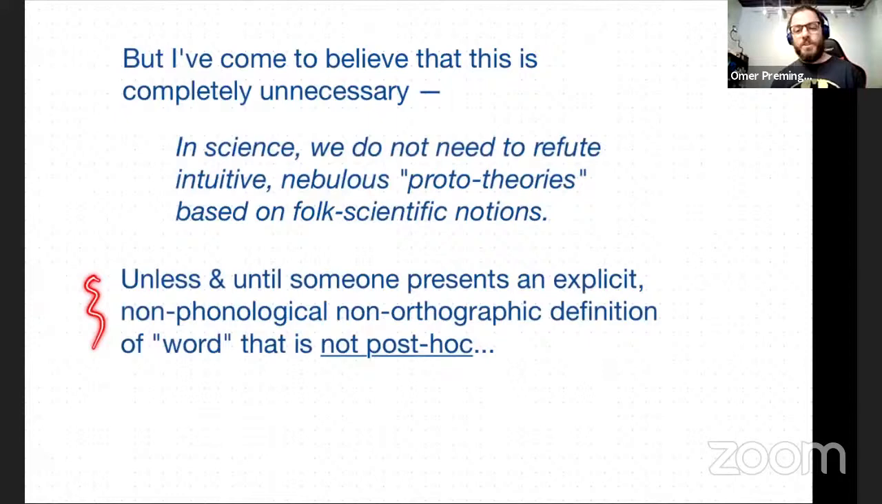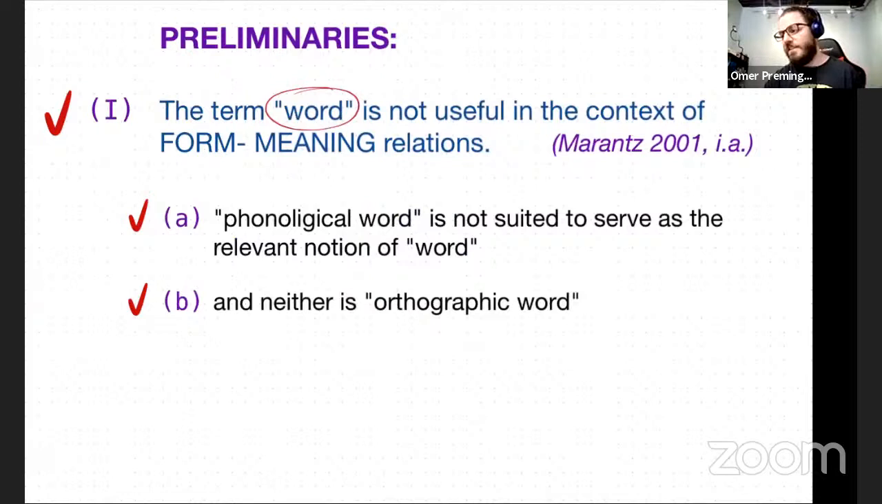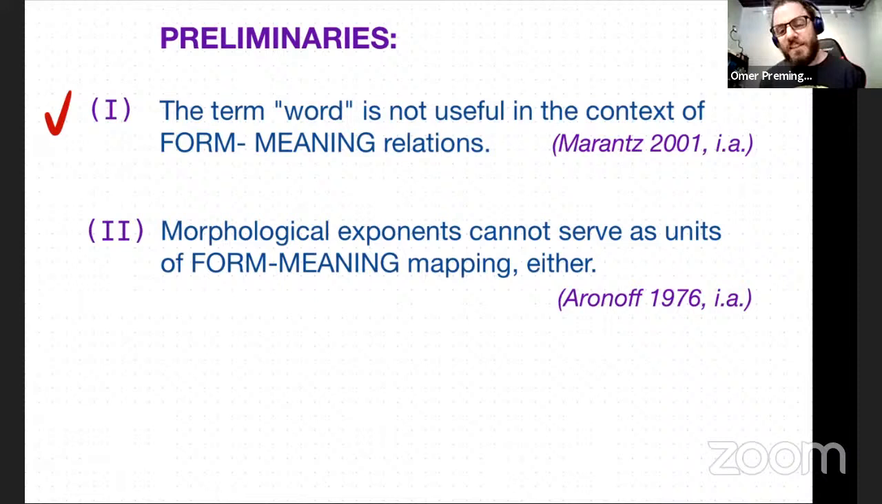Until someone does this, we can just finish the discussion here of this wordhood as the basis for the form meaning relation idea. So I'm gonna consider that matter settled from here on out. Okay, so words are the wrong sized unit. Maybe morphological exponents, so individual morpheme forms, are the right unit of form meaning mapping. So this bullet point says, nope, that's not gonna work either. So let's see why that's not gonna work.